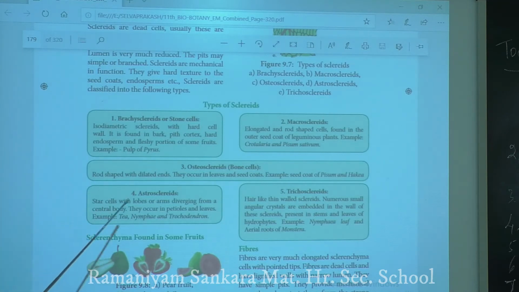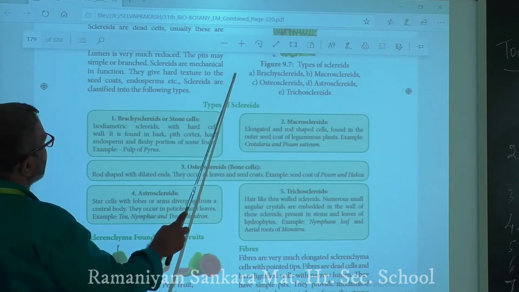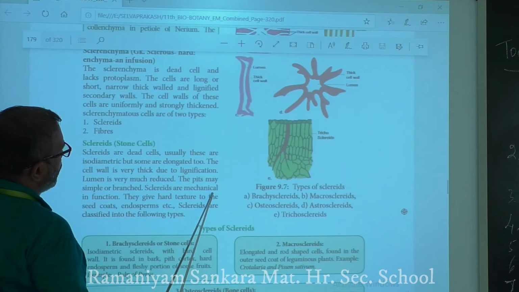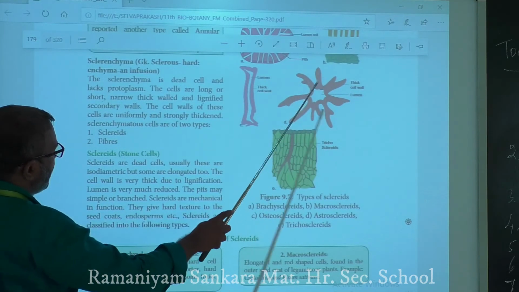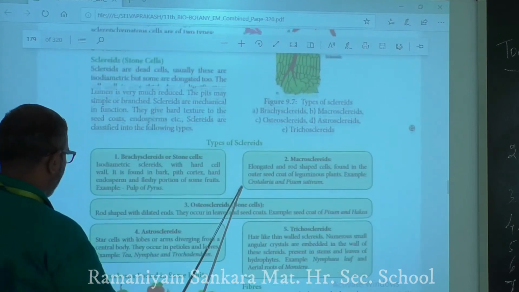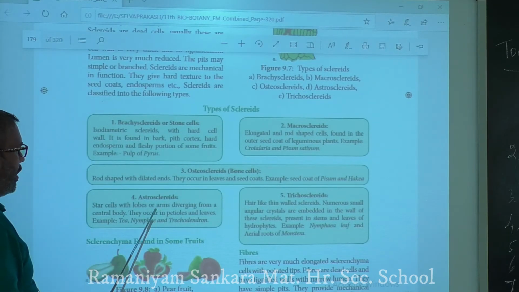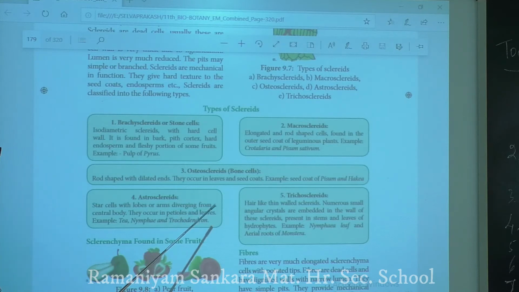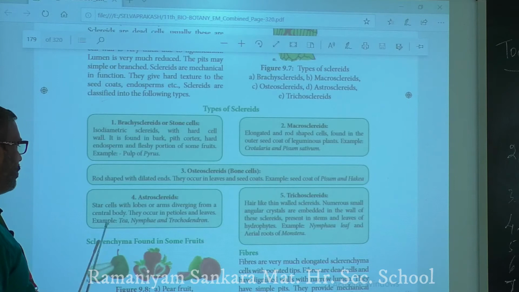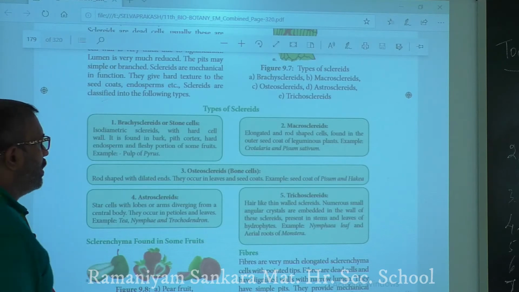Fourth one is astroscleroids. That is called astroscleroids. The diagram also is very important. Star cells with lobes or arms diverging from the central body. They occur in petioles and leaves. Example, Trochodendron and Nymphaea.